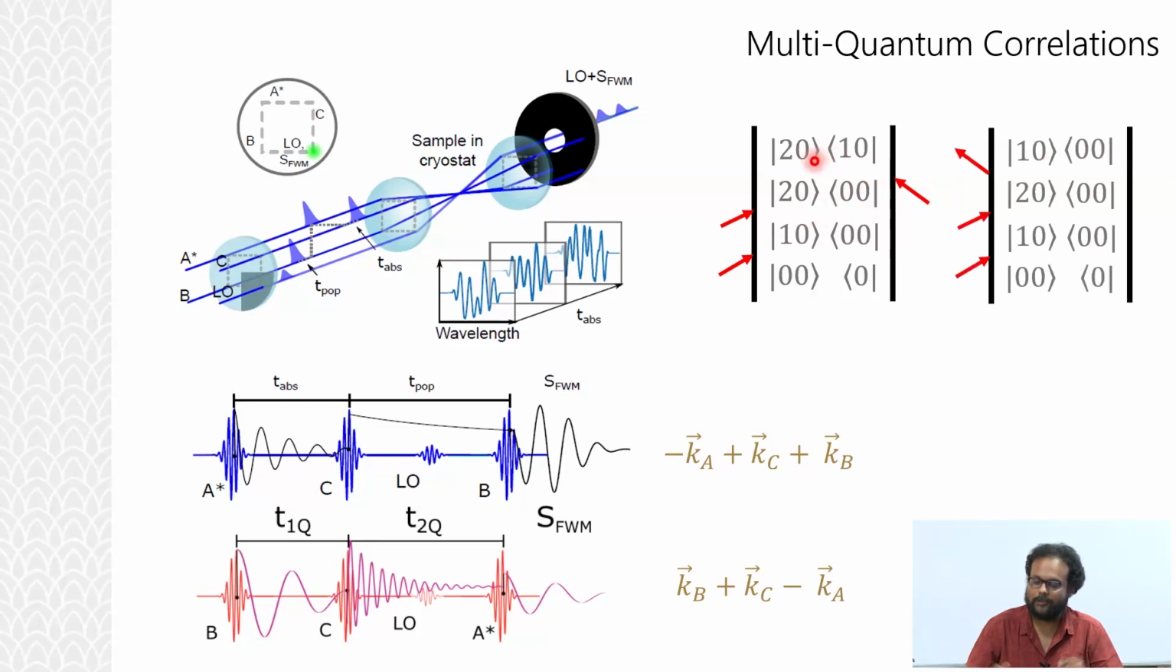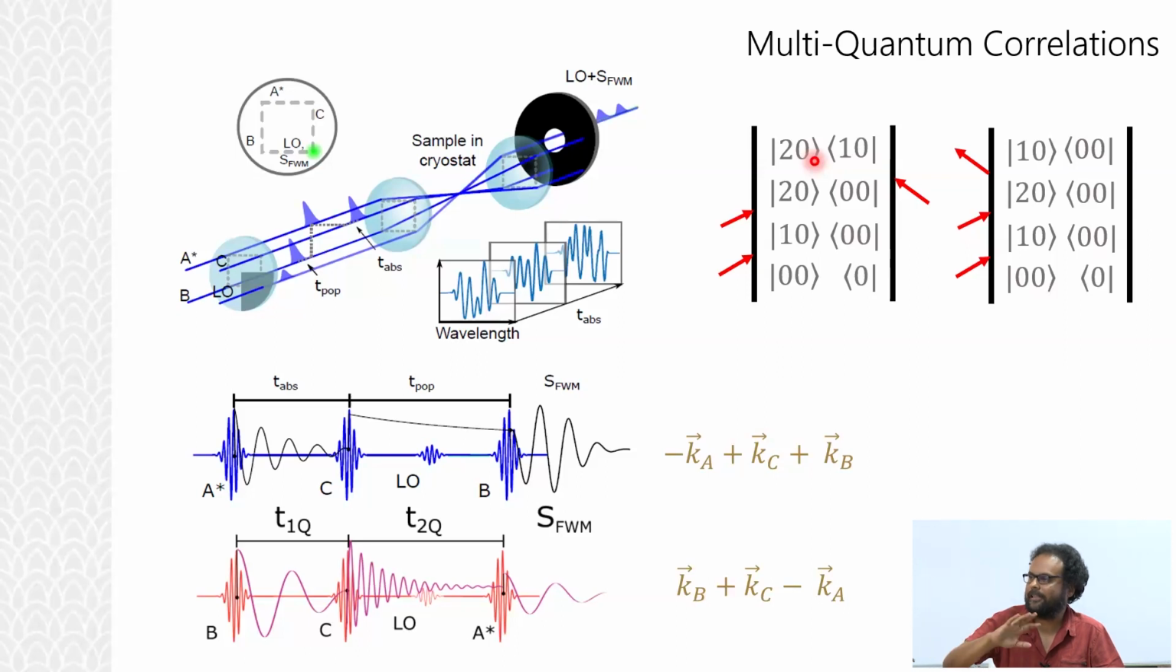Right? These are the 2 possible pathways. So I'm going to access 2 quantum coherences. I'm going to see multi-quantum correlations in this 2Q plot. Okay? So in this case, your excitation energy axis will be twice the 1 quantum energy. I'll show you an example. Is everybody okay with that?